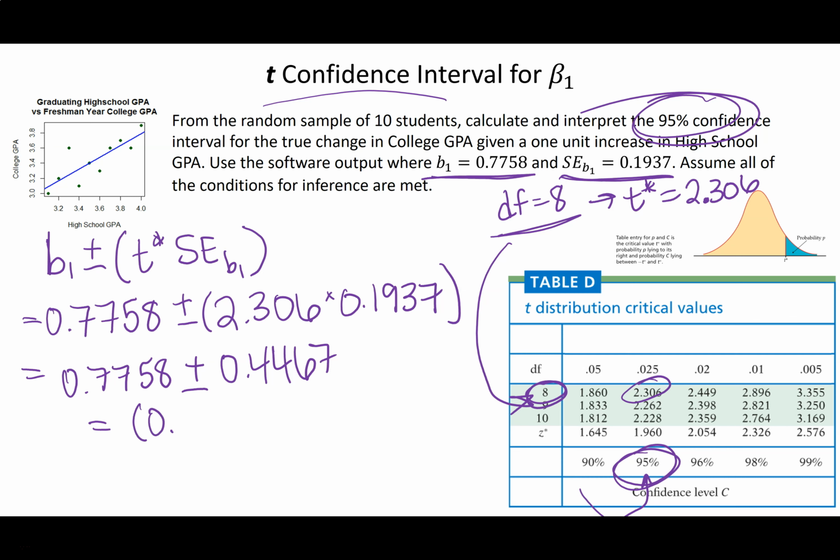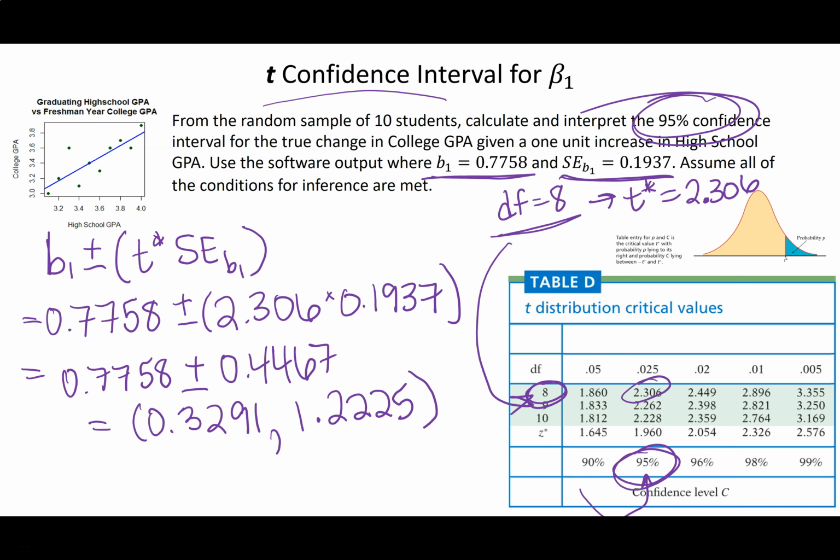So then from here, I get positive 0.3291 to 1.2225. So I went 4 places past the decimal. A lot of the times that's pretty standard for me.